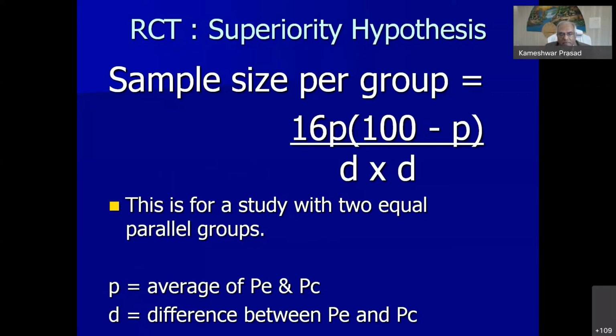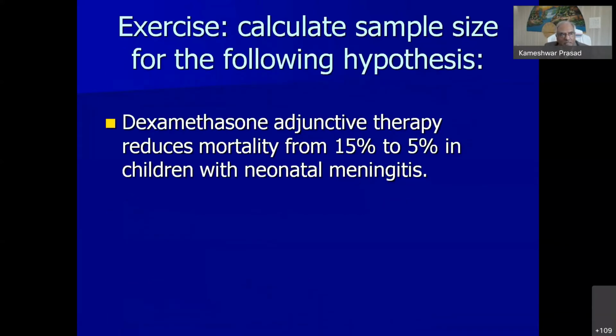Remember, this can be remembered once you practice it a few times: 16P into 100 minus P divided by D into D. This is for a study with two equal size parallel groups. What is P? The average of PE and PC. D is the difference between PE and PC. So that's it. Now you have to do some exercise before you really get this into your mind.